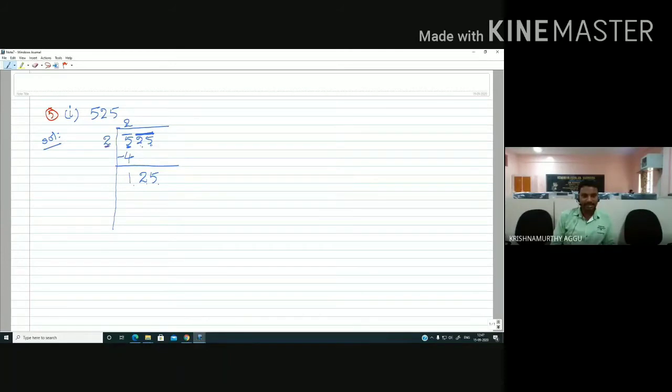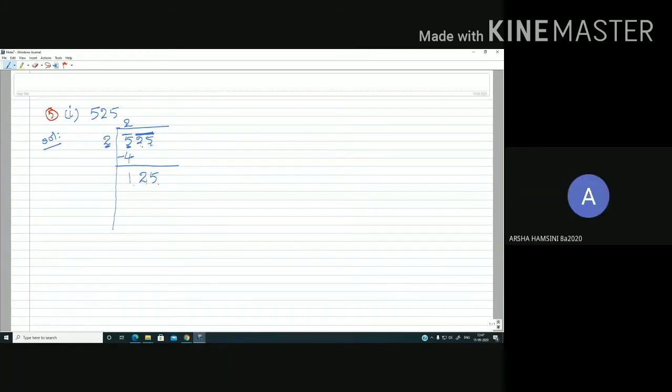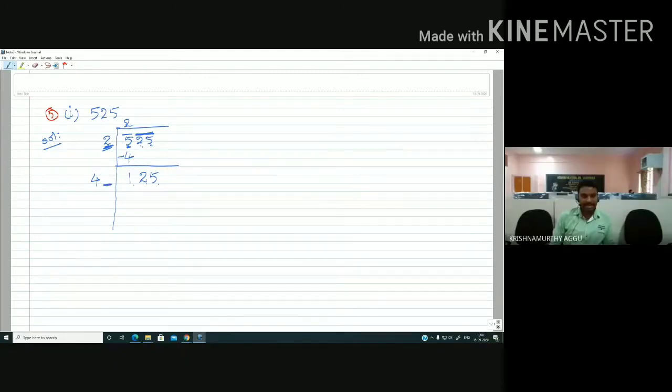Next step: what is the number here? 2. Double 2 is 4. Here you place a blank after 4. Whichever digit you select in that blank, with that same digit you have to multiply to get 125. Let me do the rough work here. Suppose I select 3. With that 3 only I should multiply. 3 threes are 9, 3 fours are 12. 129. 129 is crossing 125. So 3 should not be there.